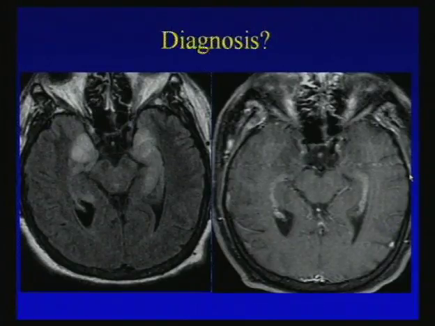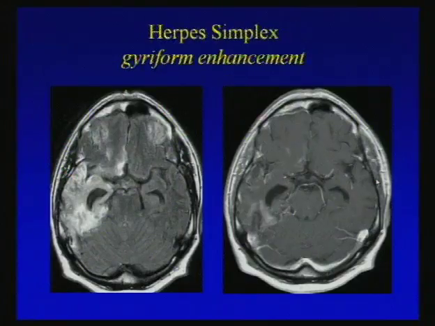In a case like this, where we see bilateral, symmetric, high signal intensity, primarily involving the medial temporal lobes, we always want to think about herpes encephalitis first and last. And on the post-contrast images, you may or may not see enhancement, but these patients really have to be treated aggressively, as we all know.